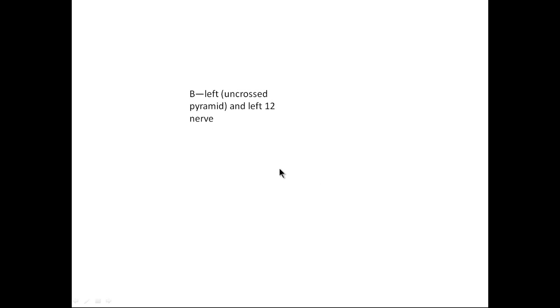Remember, the pyramid doesn't cross till just about the spinal cord. So if you cut the pyramid above its decussation, it's going to affect things on the opposite side of the body.